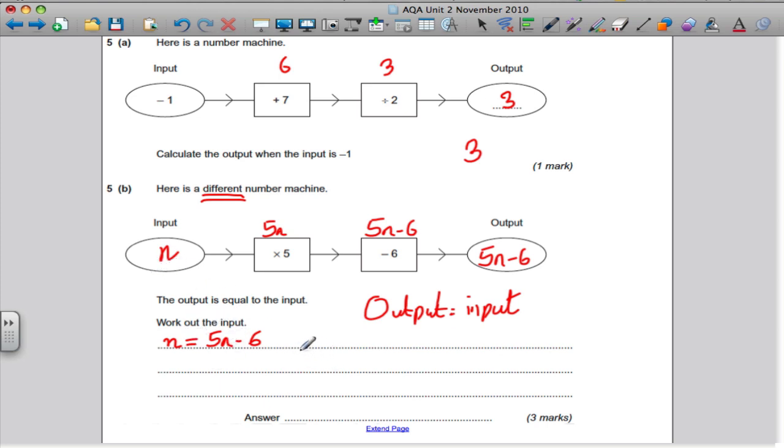what this input must be. I would subtract n off both sides, so you get 0 is equal to 4n subtract 6. Add 6 to both sides, you get 6 is equal to 4n. And finally divide both sides by 4, you would get n is 6 divided by 4, which is 1.5. And you get 1.5 as your input. Don't just leave it there, do check it works. If you do 1.5 times 5, you get 7.5, and 7.5 take away 6 is 1.5. Input equals output. I got it right.